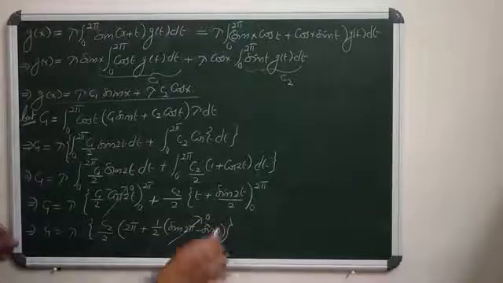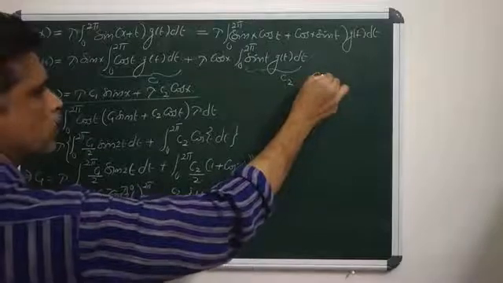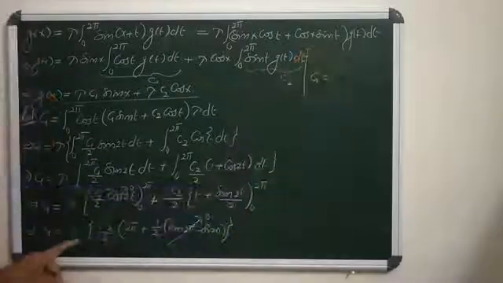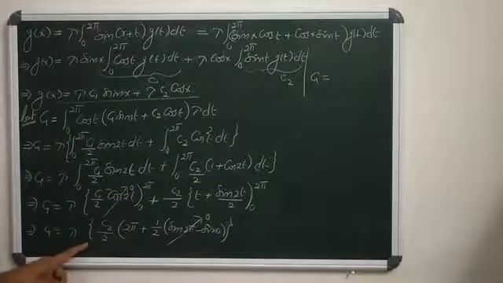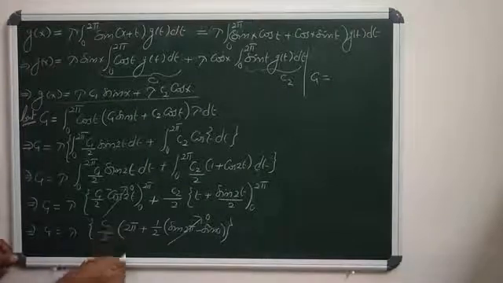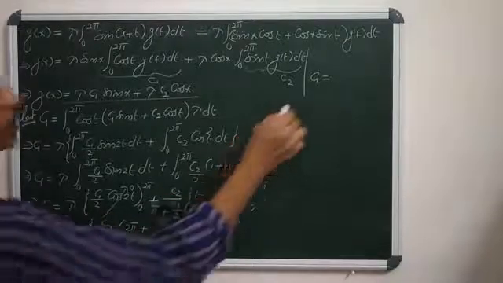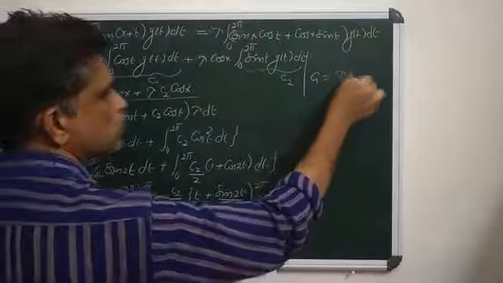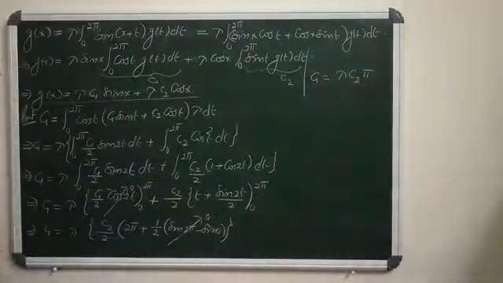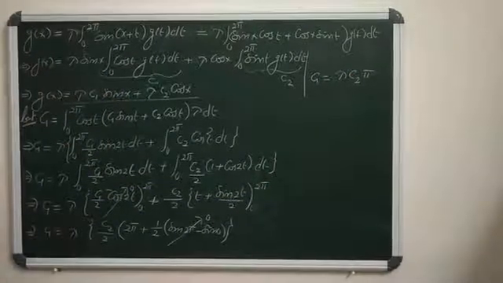So what do we get? C1 equals lambda C2 by 2 into 2 pi, and the 2 and 2 cancel each other. So C1 equals lambda C2 pi. This is the value of C1.